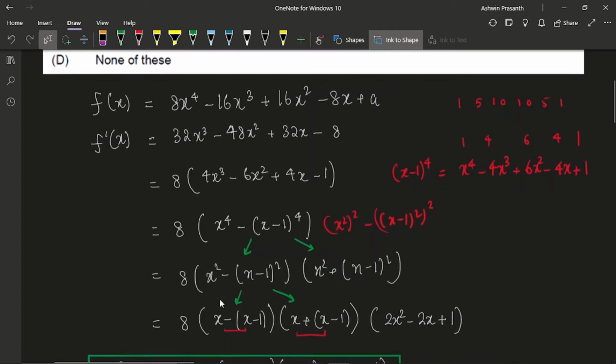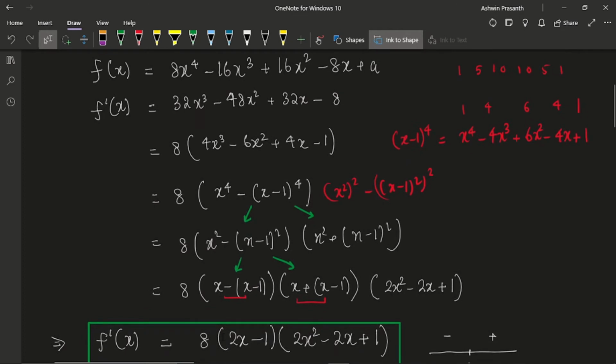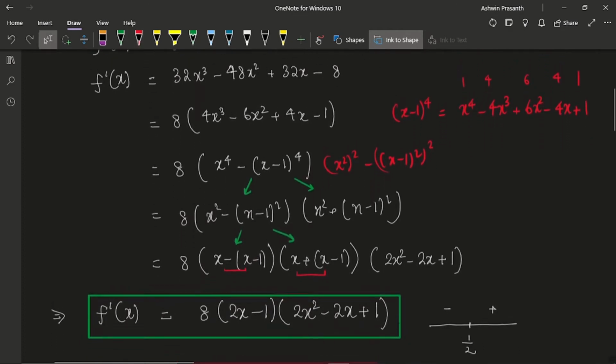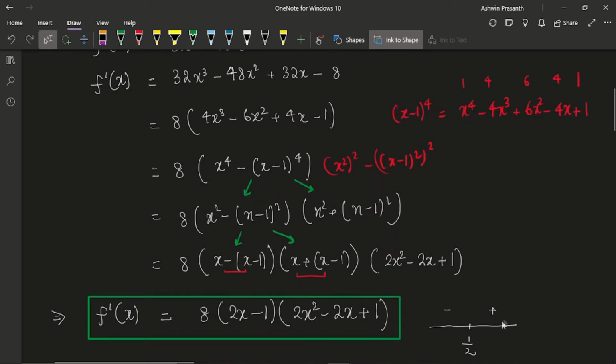So finally f dash x is equal to 8 into (2x minus 1) into (2x square minus 2x plus 1). If you see the sign of f dash x, for x greater than half it will be positive, for x less than half it will be negative, so we can say it will have a local minima at half.